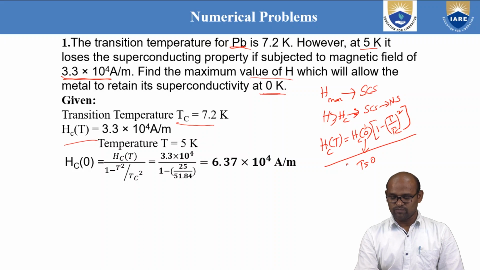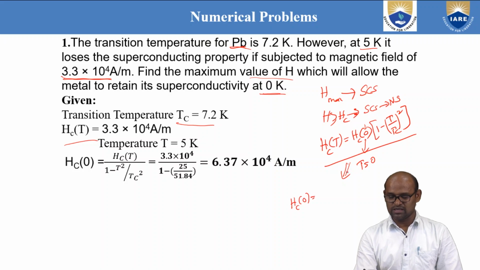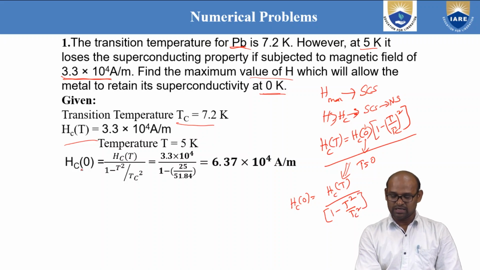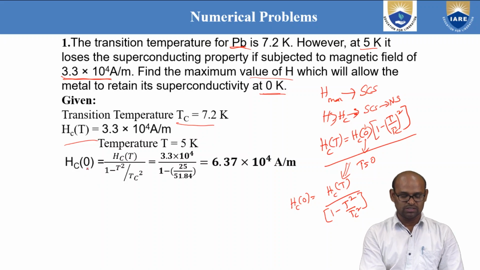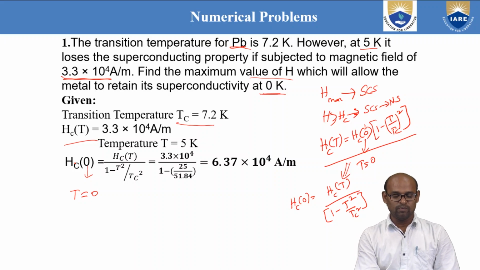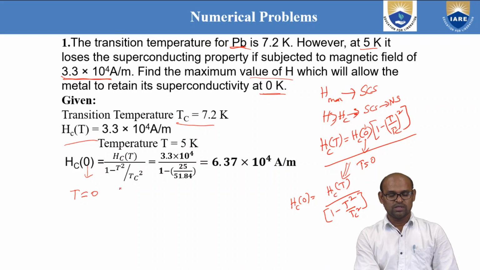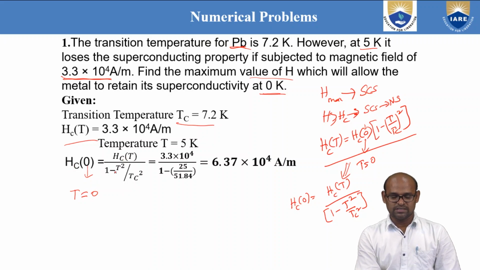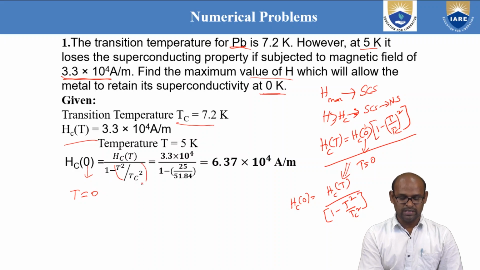That is why we have rewritten this equation. We need Hc of 0. So Hc of 0 is equal to Hc of T divided by the whole bracket 1 minus T square by Tc square. This 0 means T is equal to 0. What is the critical field? What is the maximum value of field which we can apply so that the material retains its superconducting state? So Hc of 0 is equal to Hc of T by 1 minus T square by Tc square.